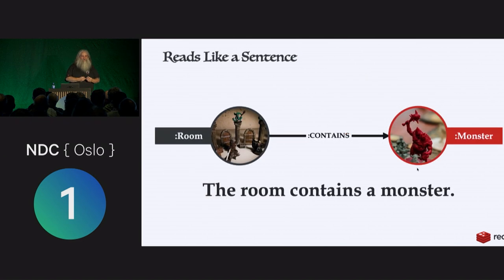I find that if I'm doing it right, it reads like a sentence, where you've got a subject, a transitive verb, and a direct object. So the room contains a monster. So I've got a room node, got a contains relationship to a monster node.